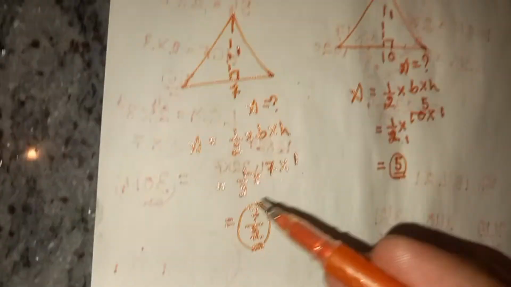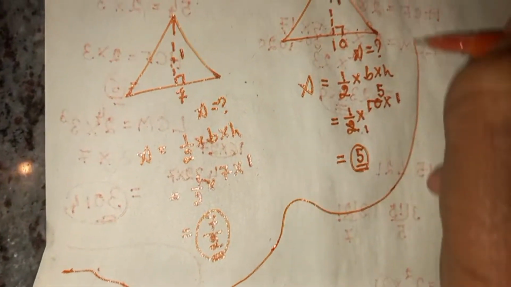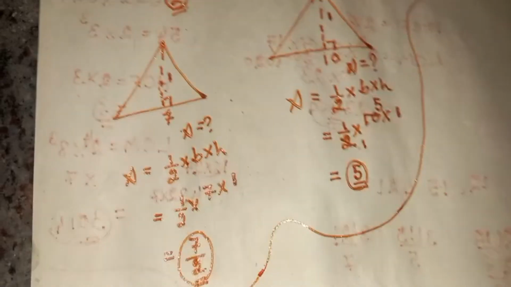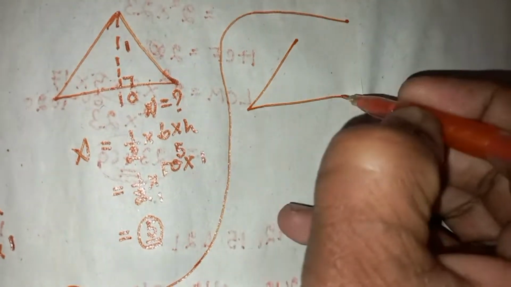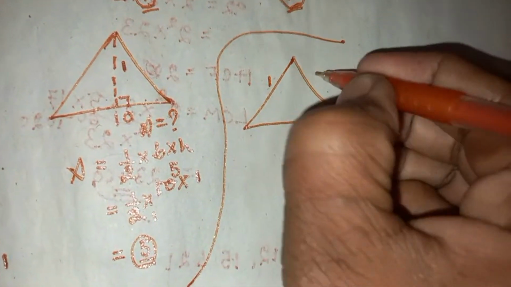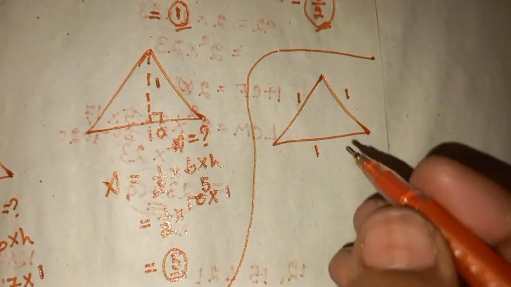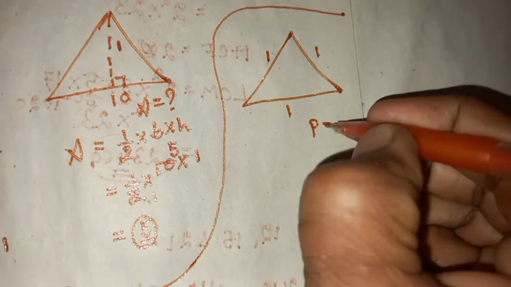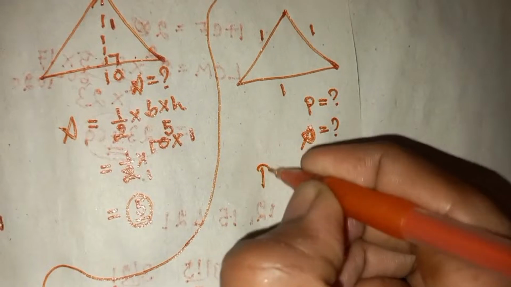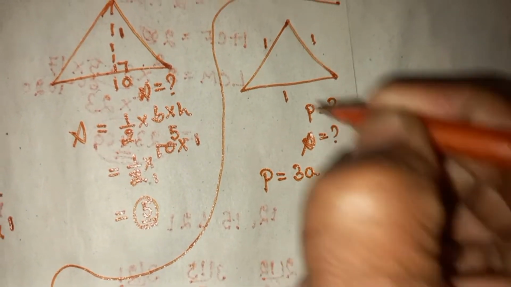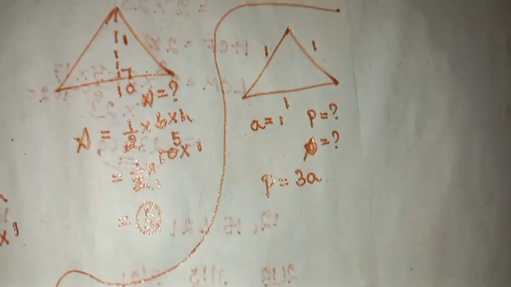Here you can finish all of these problems. Let's start by taking an equilateral triangle. If you take any equilateral triangle, you can find the perimeter first. Here all sides of this equilateral triangle are 1 unit. You need to find the perimeter and then the area. The perimeter of an equilateral triangle is 3 times the side length. Here the side length is 1 unit.